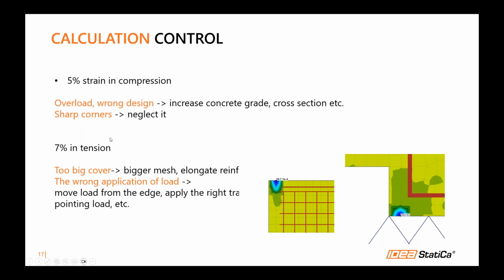It can also be a sharp corner. If it's just one point, you can probably neglect it, but you need to be sure that it's not a stress concentration caused by the load, but just some singularity. Then when it's the concrete in tension and it's not passing, it doesn't necessarily have to be a wrong design. It can be just a load that is not applied correctly.